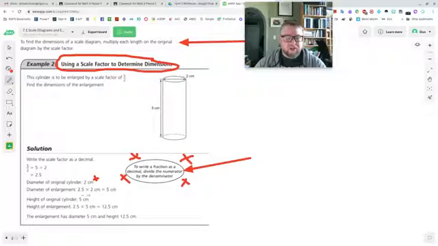Then we have the height of the original, which is 5 centimeters, which is right here, right? So then we take 2.5 times 5, which is 12.5. So the enlargement has a diameter of 5 centimeters and a height of 12.5 centimeters. So if we were to actually be in school, we would enlarge this and draw this on grid paper, and you'd be able to draw the enlargement through a scale factor to determine the dimensions.